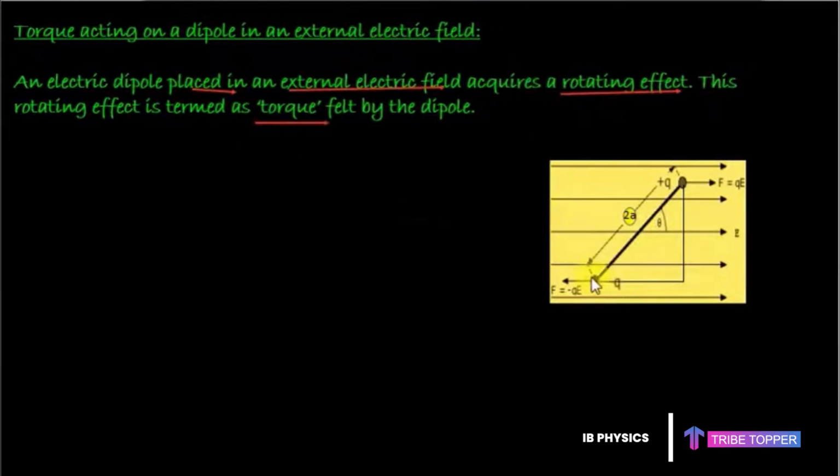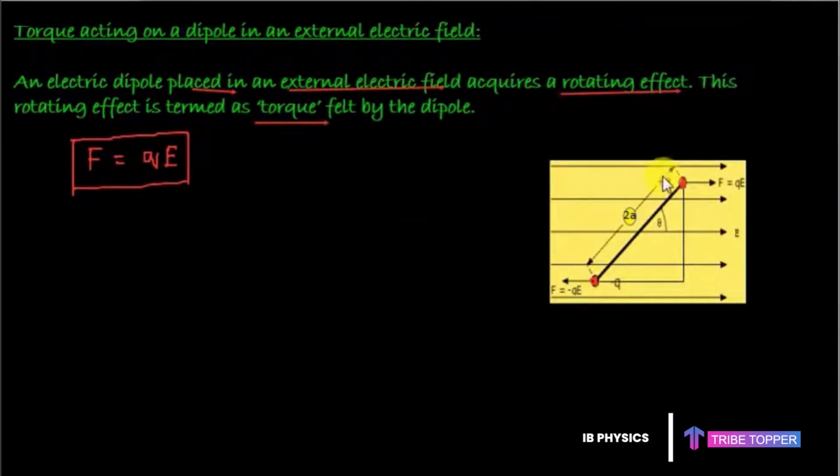Now I have the charges minus Q and plus Q. We know that when a charge is placed in an external electric field, it experiences a force equal to Q times E, because electric field strength is the force acting per unit charge. Then what will be the force? It will be Q times the electric field strength. Now here, though my F is Q times E, this force will also act on both the charges of this dipole.